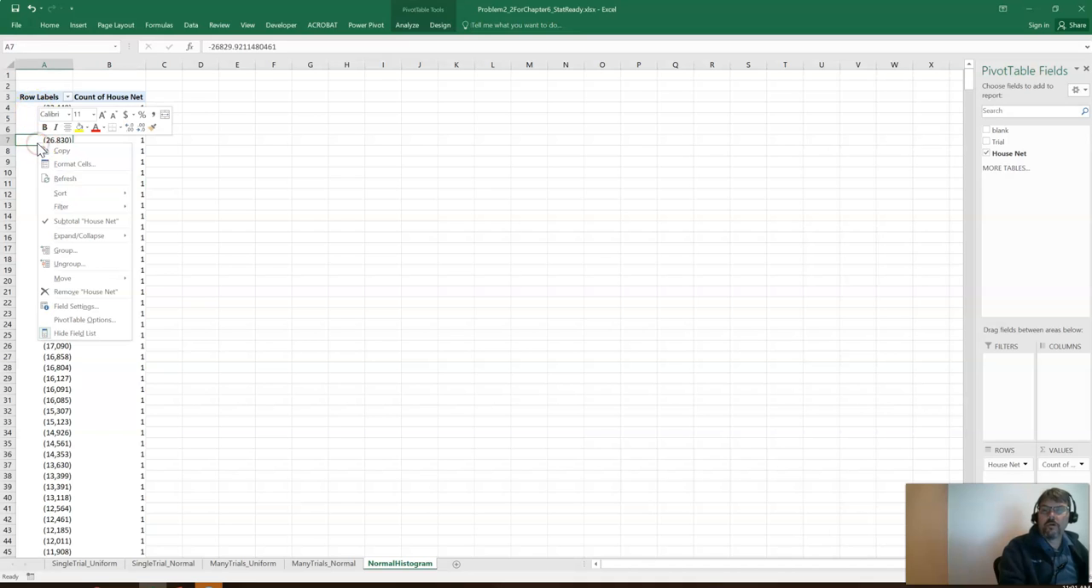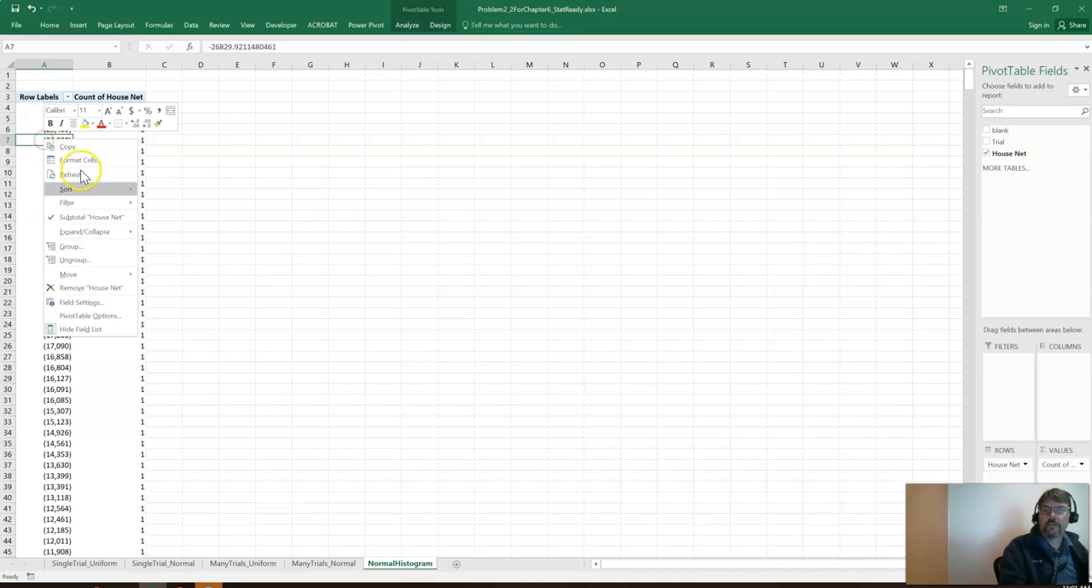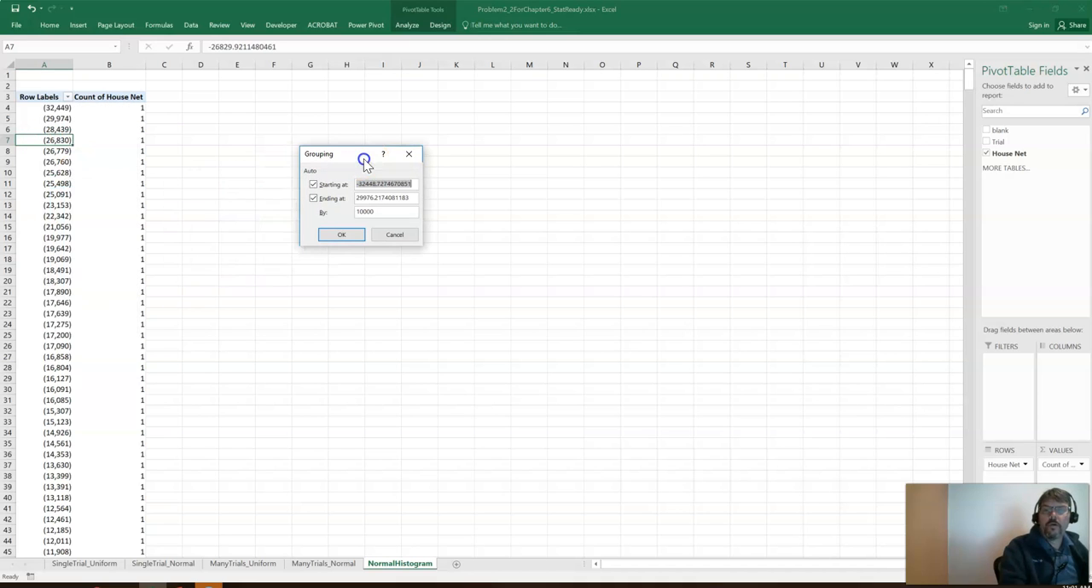But when I go over here, right-click, notice where I went, I right-clicked on a single cell, and I say group, I want to start down at the lowest negative number that I can kind of expect to get. So I'm going all the way down to negative 50,000. On the high end, that's 29. I'll go 30,000 for now.